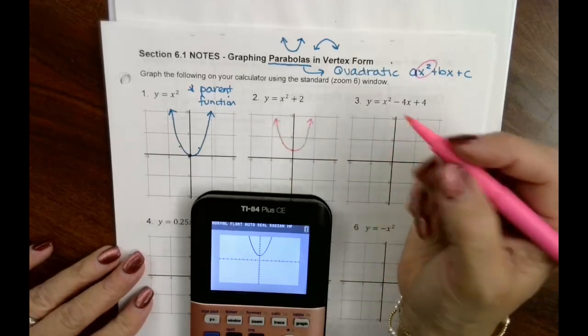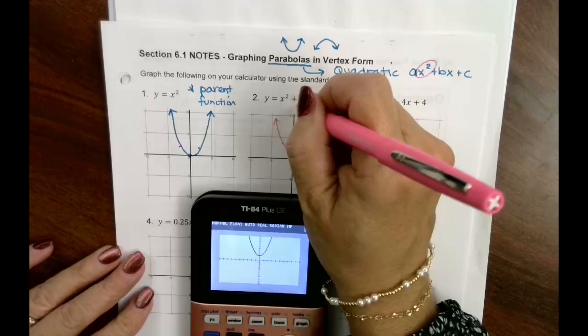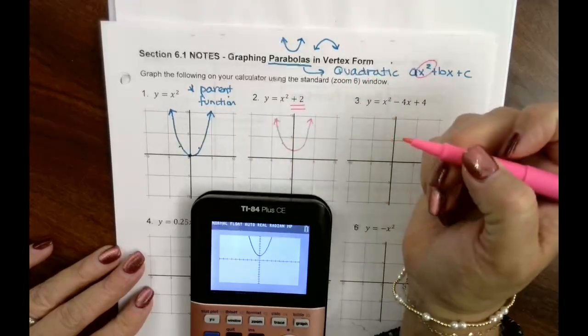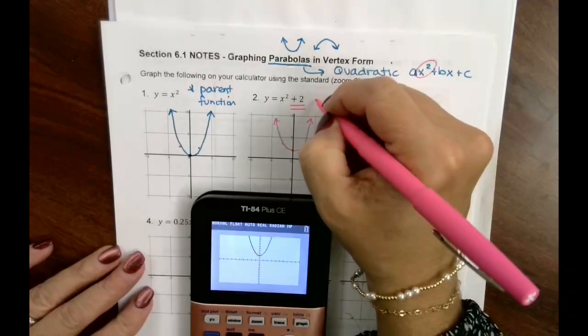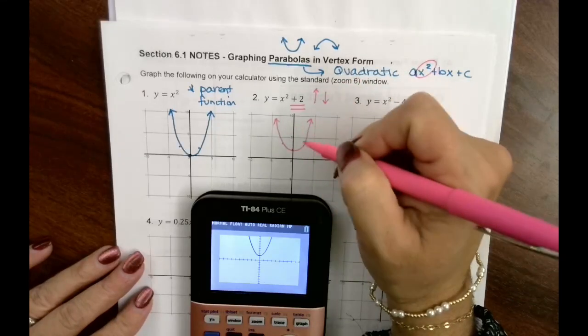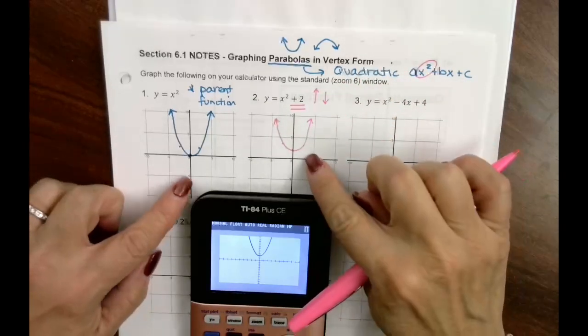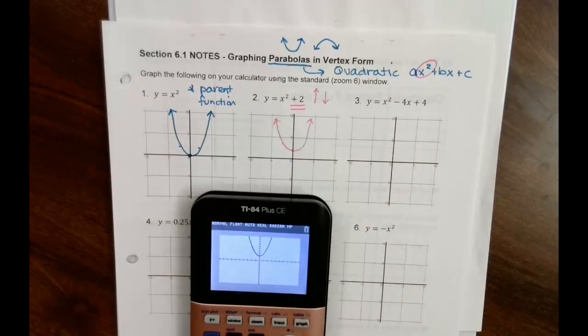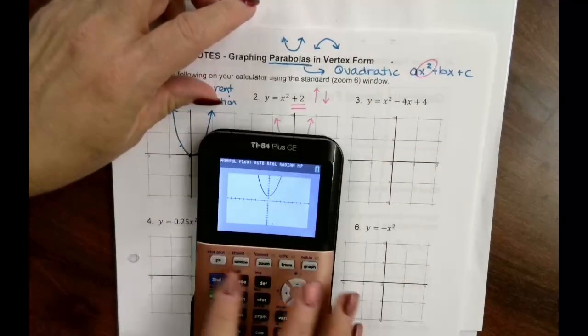Now, the takeaway on this, and we're talking more about this in a few minutes, is if you've got anything added on the outside, this means you're going to go up or down. So we're going to shift our parabola up or down. Okay, so see the difference between these two. That's super important. Okay, so now we're going to add a middle term when we do this.